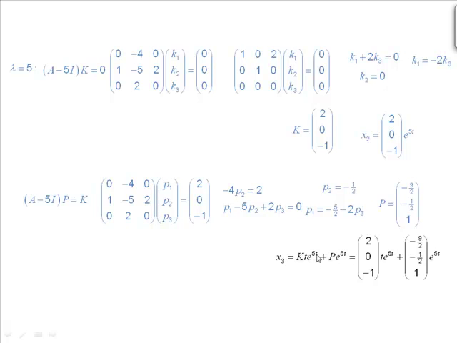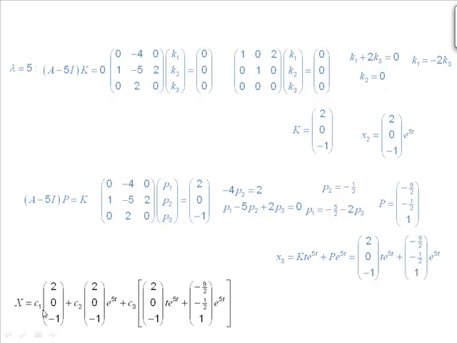So the t e to the 5t is multiplied by our vector k, which we had up here, and then plus p, which is negative 9 halves, negative 1 half, 1, times e to the 5t. Gives us our third solution. And then our solution to the equation is c1 times x1 plus c2 times x2 plus c3 times x3.